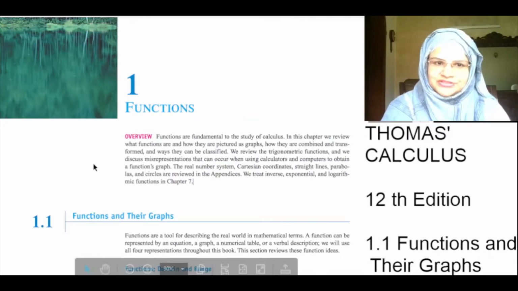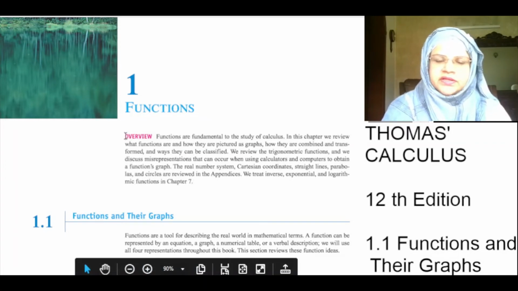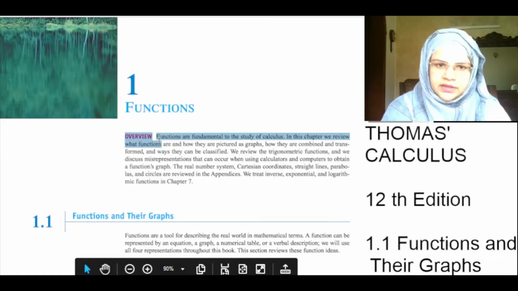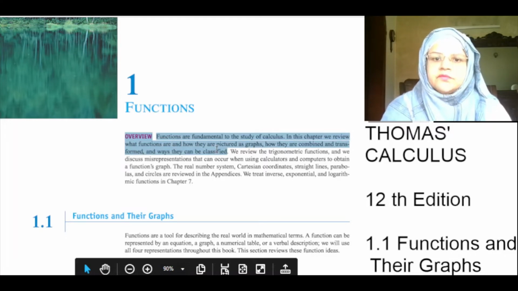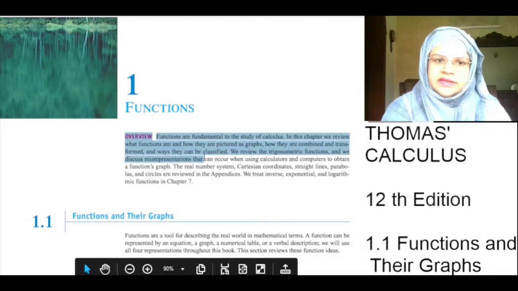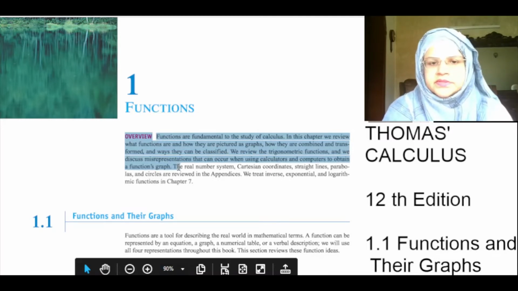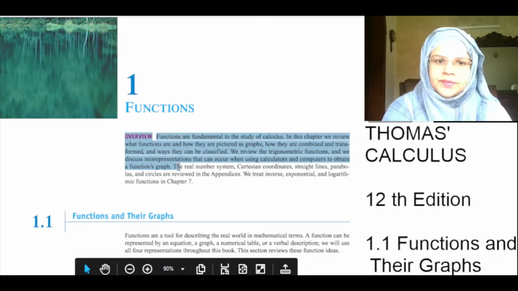Chapter 1, Functions. Overview. Functions are fundamental to the study of calculus. In this chapter, we review what functions are and how they are pictured as graphs, how they are combined and transformed, and ways they can be classified. We review the trigonometric functions and we discuss misrepresentations that occur when using calculators and computers to obtain a function's graph. The real number system, Cartesian coordinates, straight lines, parabolas, and circles are reviewed in the appendices. We treat inverse, exponential, and logarithmic functions in Chapter 7.